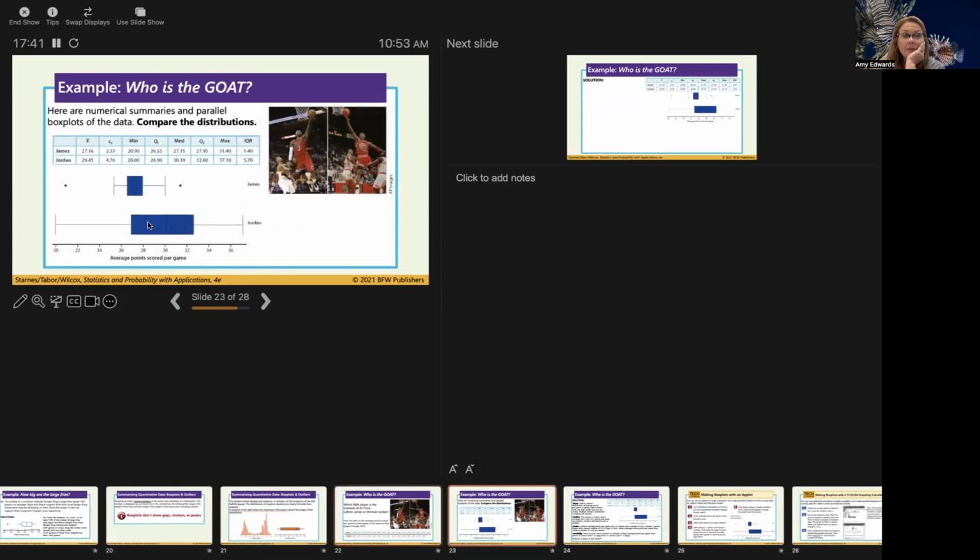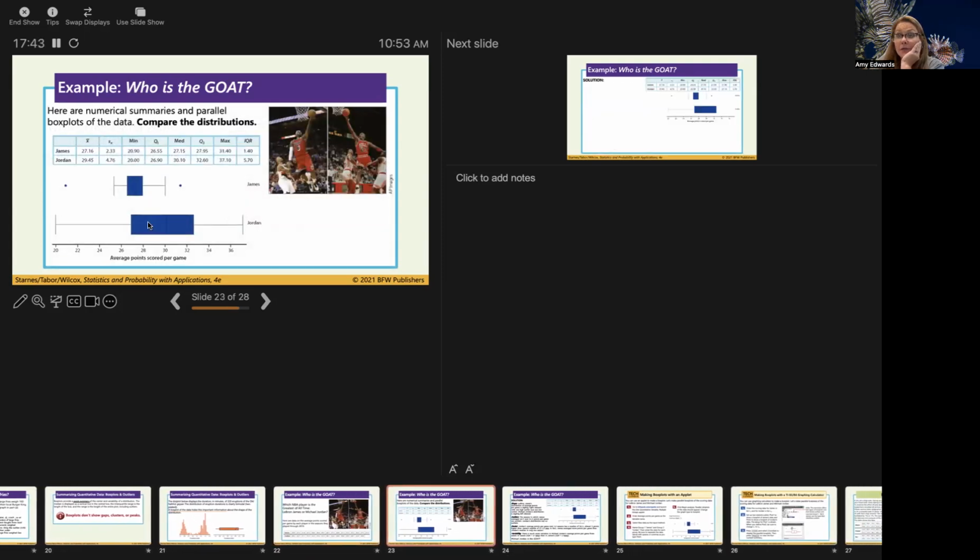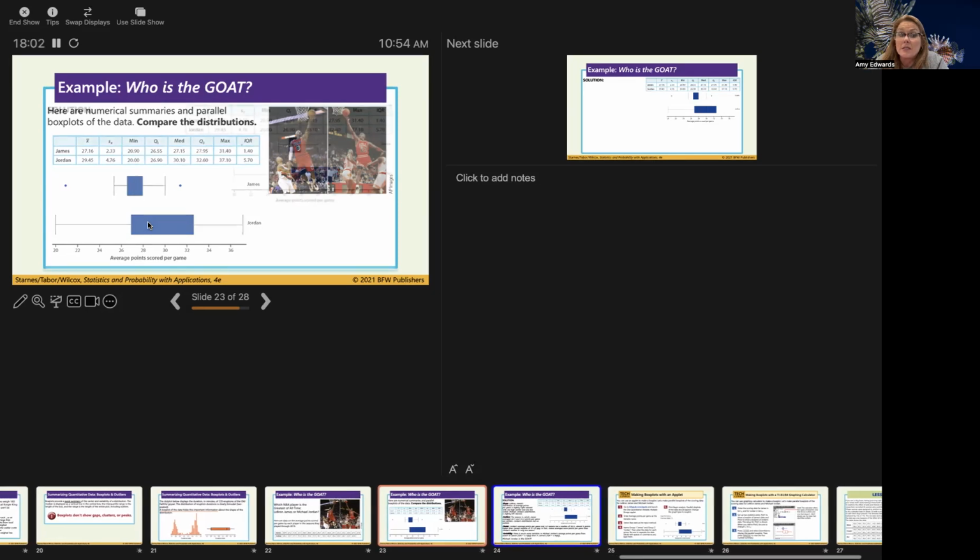Okay. And so here we've got our box plot. And you can see, if we're looking at LeBron, his stuff's a little more compact. Jordan's is a little wider. So we would say Michael Jordan had a greater variability than LeBron James. Michael Jordan didn't have any outliers. LeBron does.